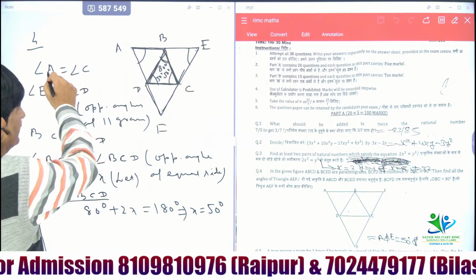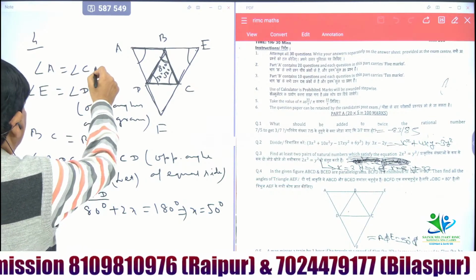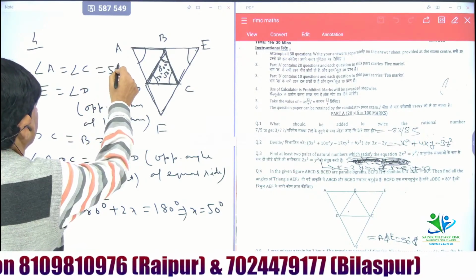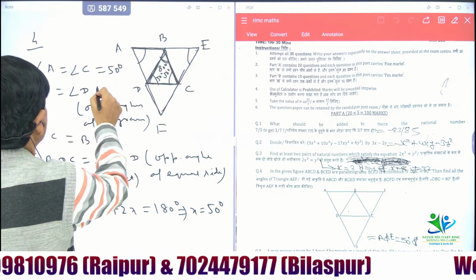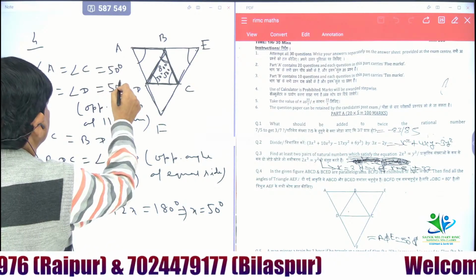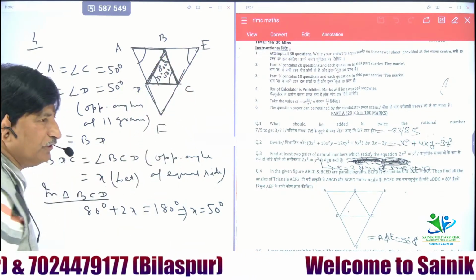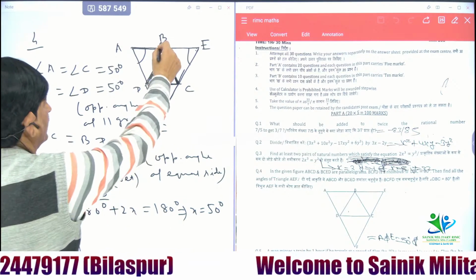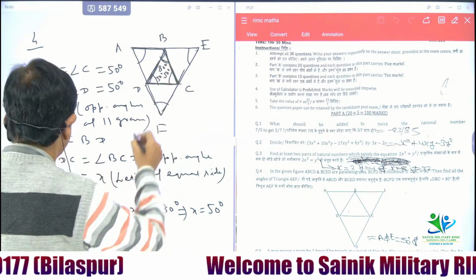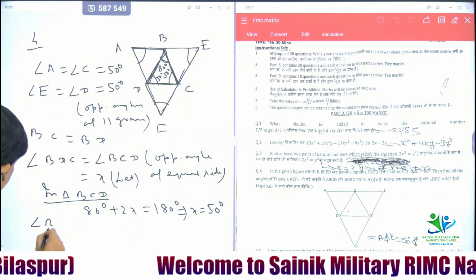हमने पहले ही लिख दिया कि A is equal to C, that means this angle is 50 degree. E is equal to D, that means this angle is also 50 degree. And this one is the rhombus. Rhombus is also a parallelogram. Therefore angle B is equal to angle F.